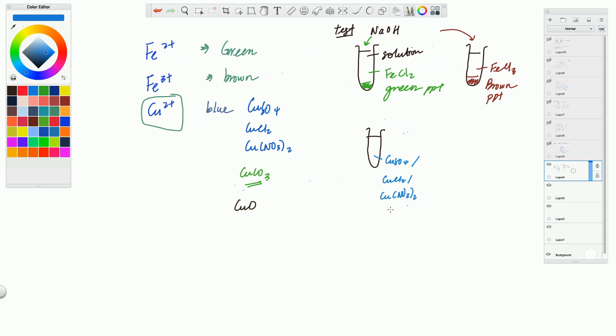So you have to remember, these all have to be in aqueous solutions. Okay? They all have to be in aqueous solutions. So you add sodium hydroxide. This one will have a blue precipitate.